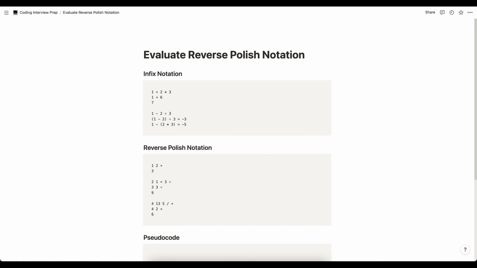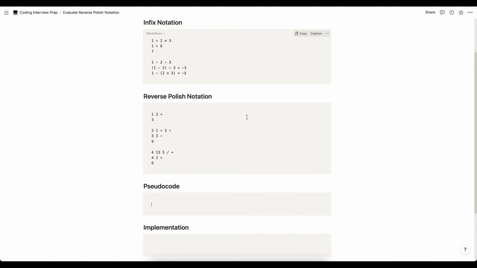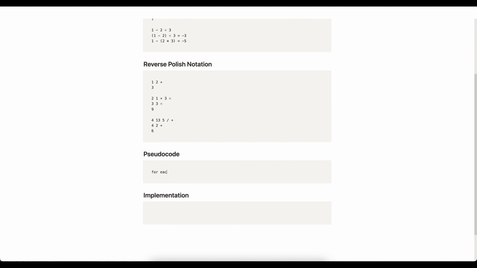Let's think about the algorithm that we're applying here. We're looking at numbers until we see an operator. Once we see an operator, we replace the last two numbers with the result of applying that operation. And then we repeat this process until we're left with a single result. So the pseudocode would look something like this. So for each token, if the token is a number, well, we're going to continue to the next token. If the token is an operator, let's call it x, we want to replace the last two tokens, let's call them a and b, with a, x, b, where x is plus, minus, multiply, or divide.